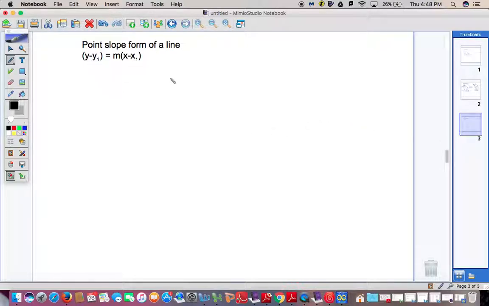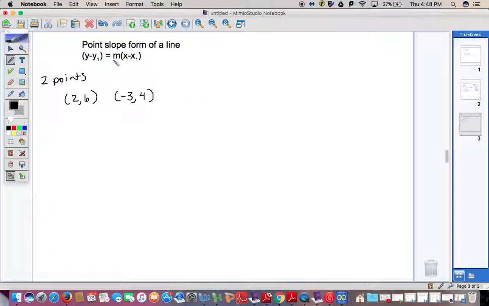So, point-slope form of a line. Point-slope form is a form that you may not have too much familiarity with, but it's a really powerful form, because we can use it to write equations. So if you're given 2 points, it doesn't matter what they are. Let's use the points (2, 6) and (-3, 4), and we want to use the point-slope form of a line.